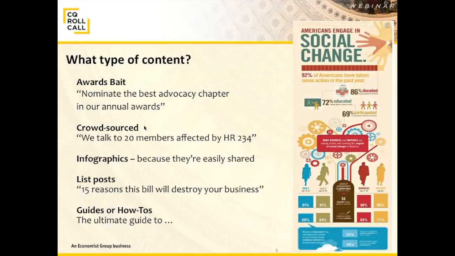The first one is awards-based. This could be anything like nominate the best advocacy chapter in our annual awards. It could be 40 members under 40. It could be anything along those lines. And it's in our nature to love a competition, and I think it's in our ego to love seeing ourselves mentioned as a winner or a nominee. And that means that these types of pieces of content get a lot of traction because the moms or the uncles of the winners and nominees will vote for it and they'll share it, and that's ultimately what you're trying to get to happen.